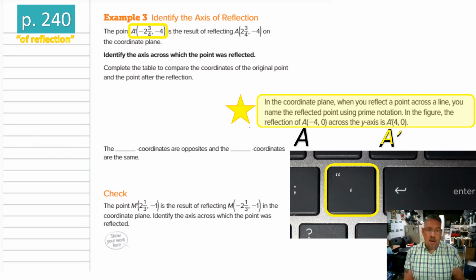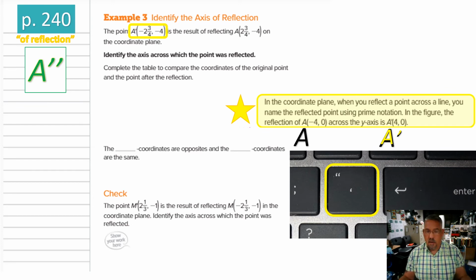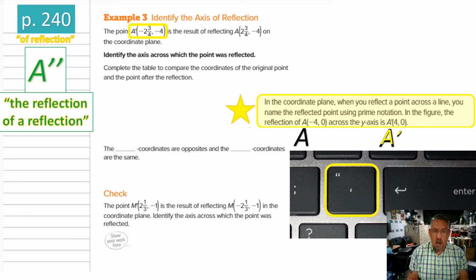So when I'm looking at it and saying the point of reflection of -2 3/4 at -4 is the result of reflecting, we're just saying that this is my reflection point. Now, we could also have this indication where I do the double quotes. And what that is saying is the reflection of a reflection, right?